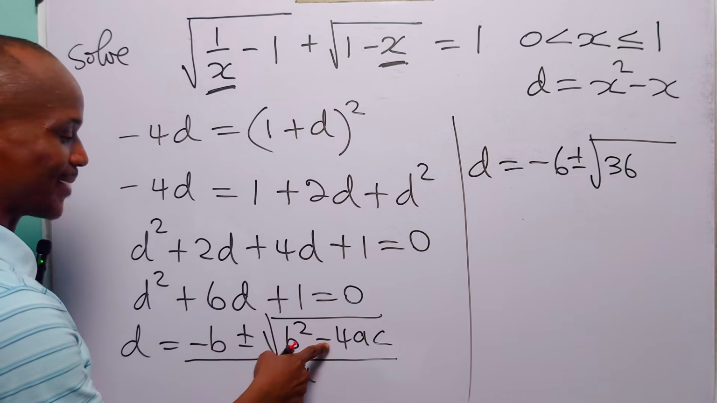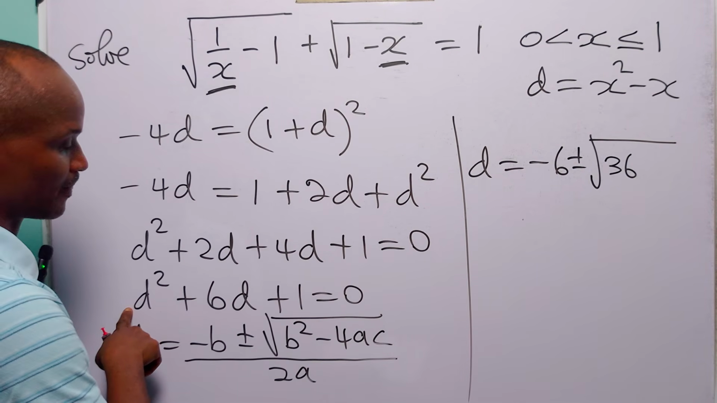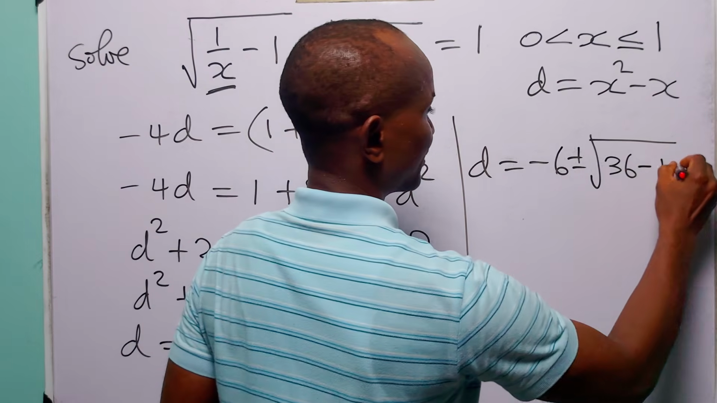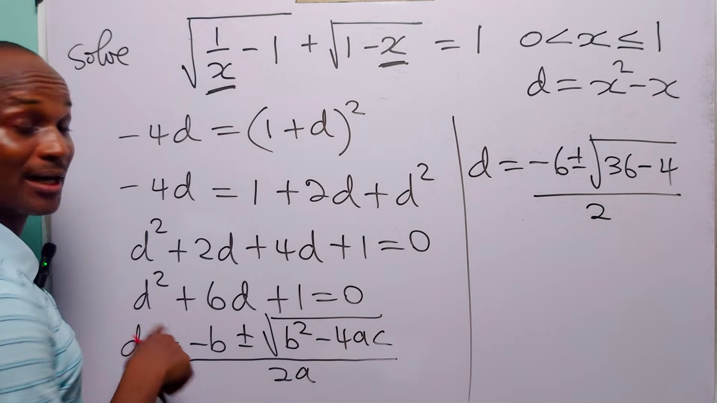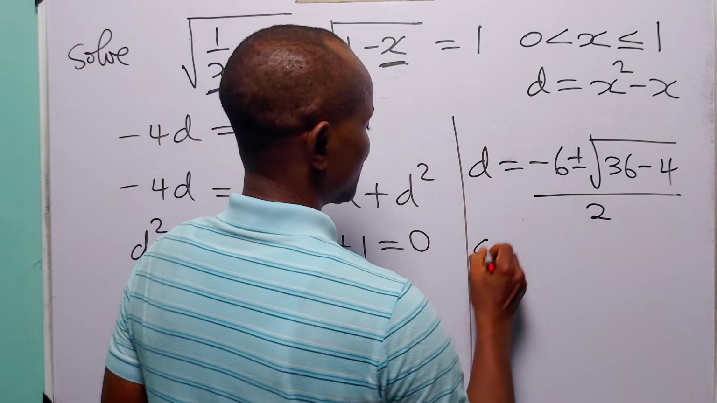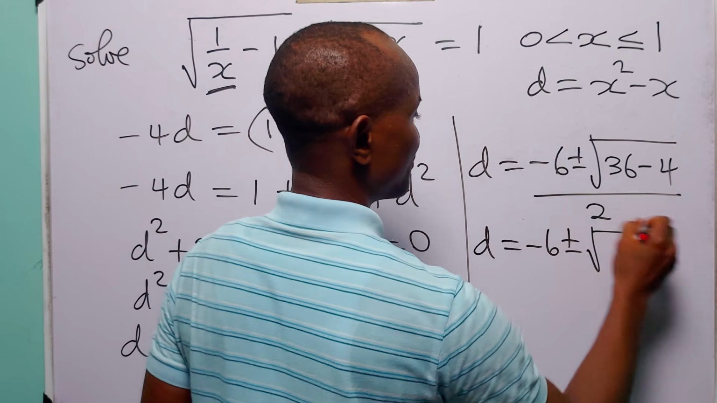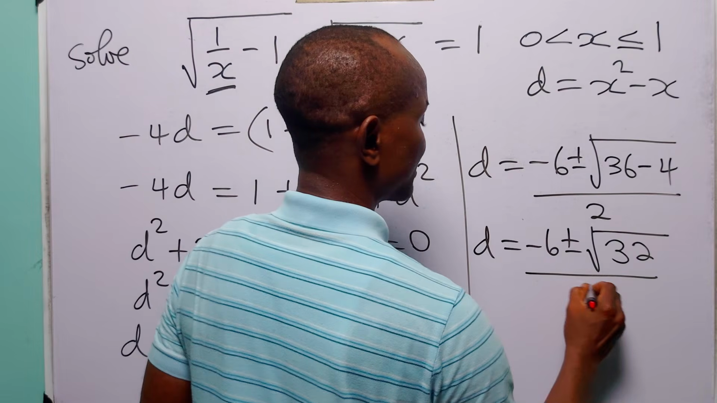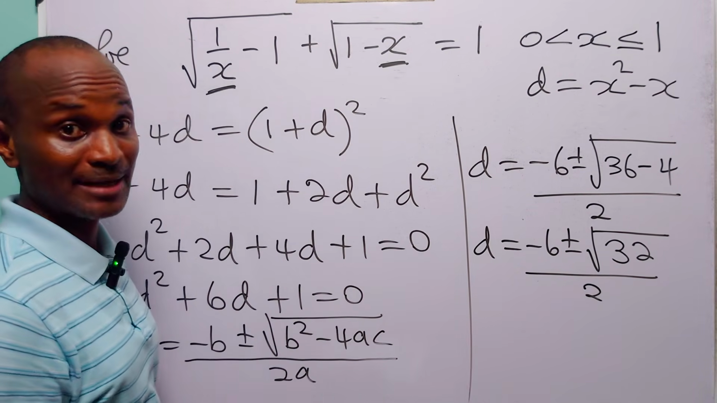Then we have minus 4 times 1, that is minus 4. So here we have minus 4 divided by 2 times 1, which is equal to 2. Now, d is equal to minus 6 plus or minus the square root of 36 minus 4, which is 32, divided by 2. But you know that 32 is 16 times 2.